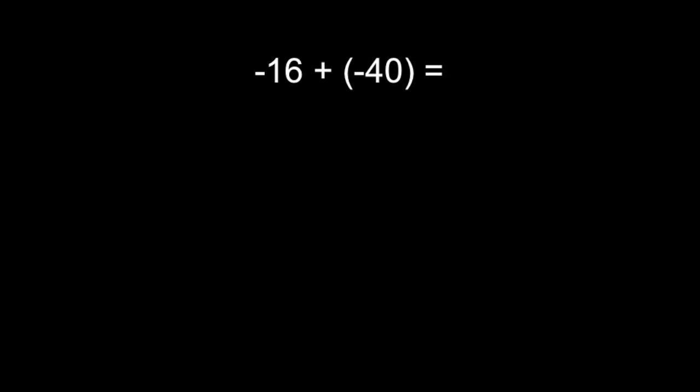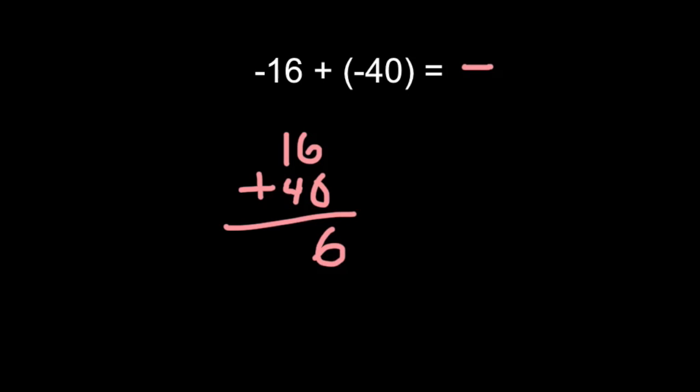We have -16 plus -40. They're both negative. We're adding them together, so we're going to find out the total number of negatives. So we get a negative answer, and we find the absolute value of 16 plus the absolute value of 40. We want to find out what the total is, so we got 6 plus 0 is 6. 1 plus 4 is 5, so we have an answer of -56. -16 plus -40 makes -56.